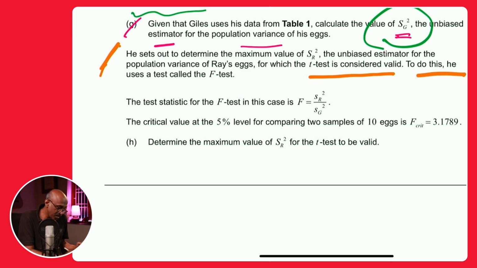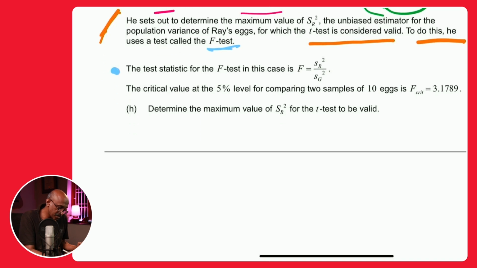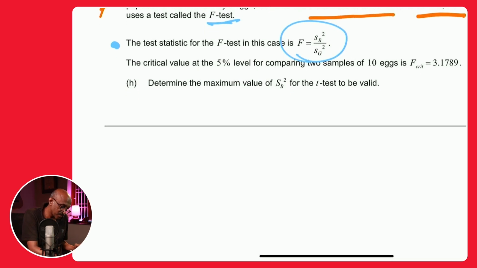To do this, he uses a test called the F-test. The test statistic for the F-test in this case, that's the formula given, is F equal to SR square divided by SG square. SR square is the unbiased estimator for the variance for raised eggs, and SG square is the unbiased estimator for the variance for Giles' eggs. You can always have unbiased estimators for other statistical parameters too. More on the theory some other day. The critical value at the 5% level for comparing the two samples of 10 eggs is this. This is the F critical value, for the F-test.